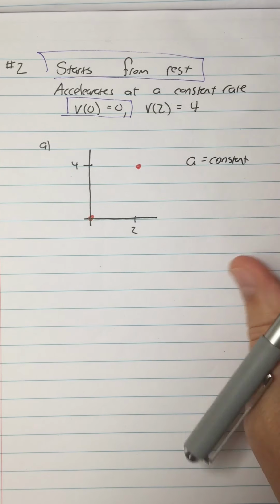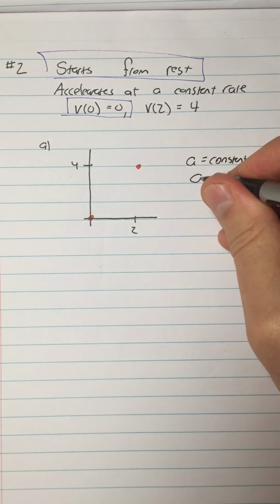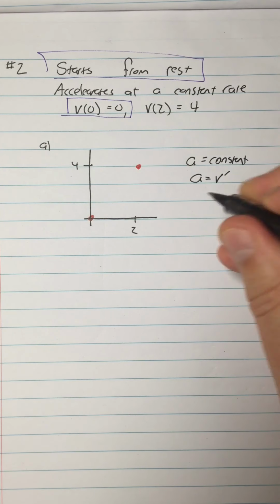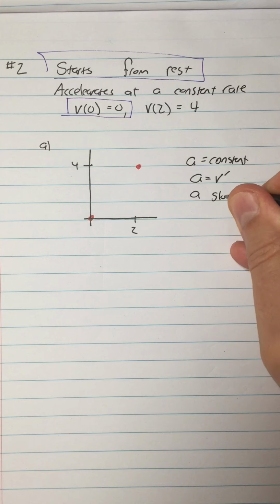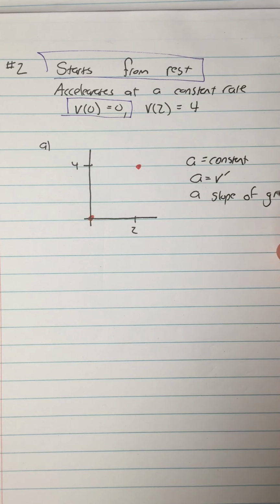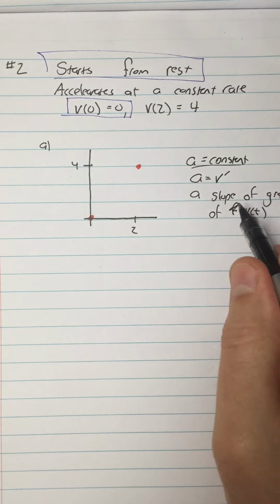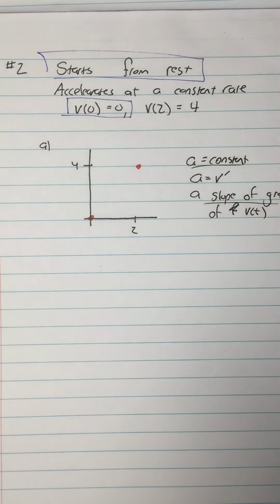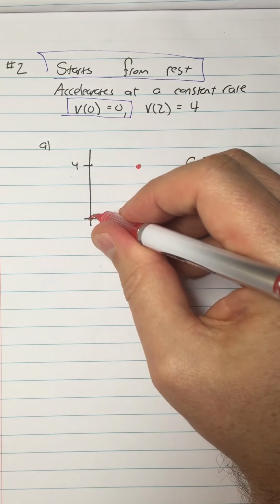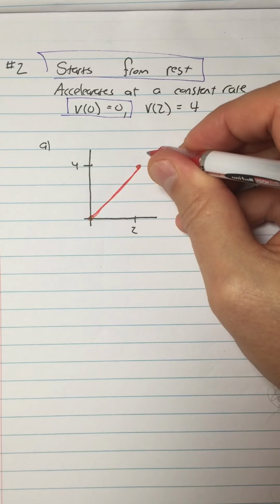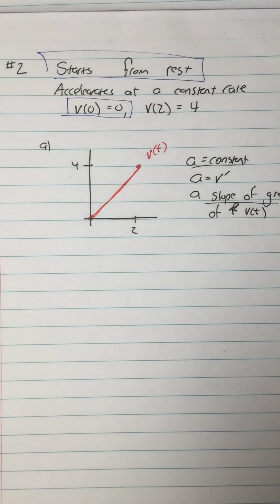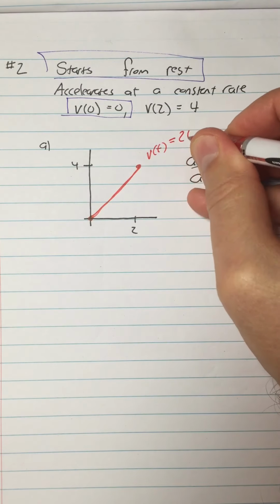And so it's worth thinking that since a is equal to v prime, that means a is the slope of the graph of v of t, and that means that since a is constant, the slope of the graph is constant. So in other words, we have to have a linear function for v. In fact, it's probably not too hard to figure out that v of t equals 2t.